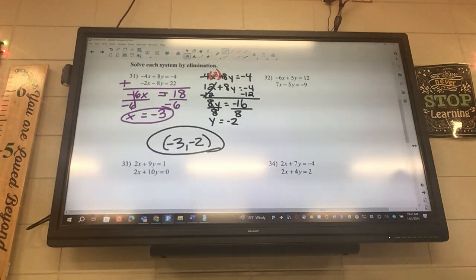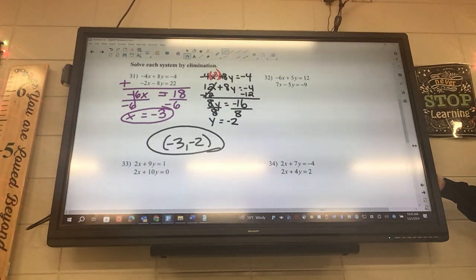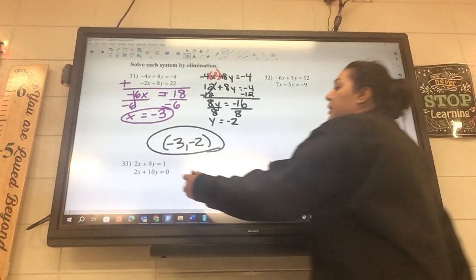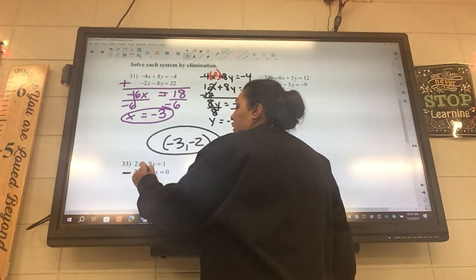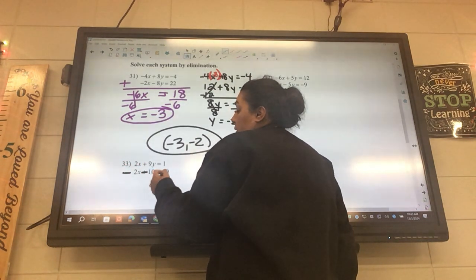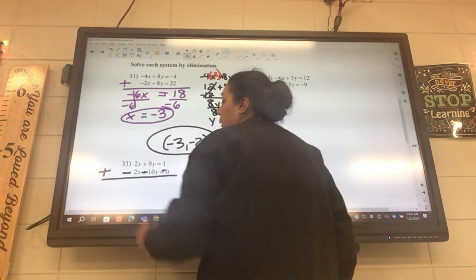Okay, 33 looks very similar, so what's going to cancel, the x's or the y's? The x's, except the x's have the same sign, they're both plus. So you have to change the signs on one of them. So this one is going to be a -2, -10, and 0 is still 0, but if you want, you can put a minus. And then we can add them together.